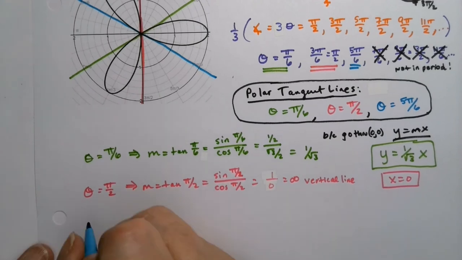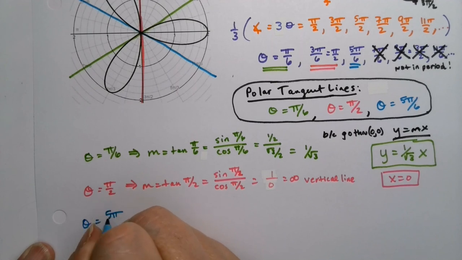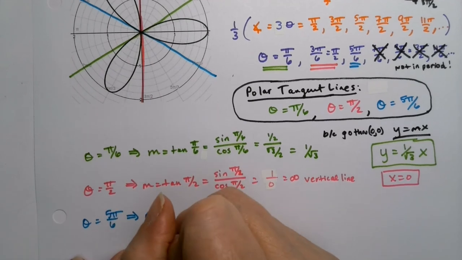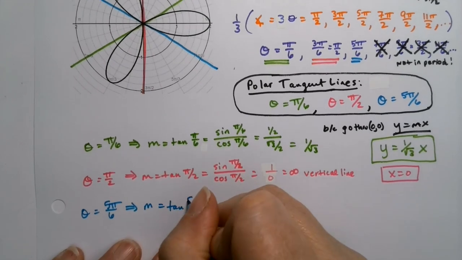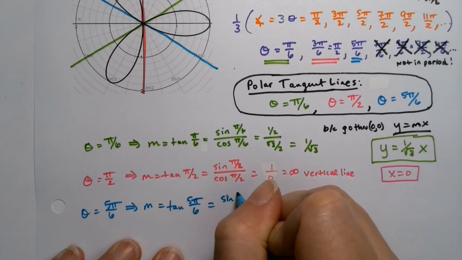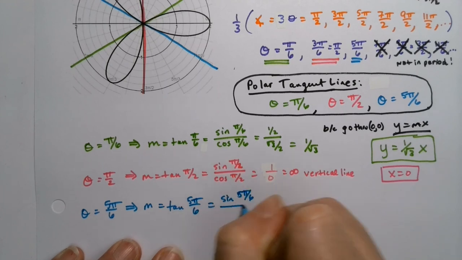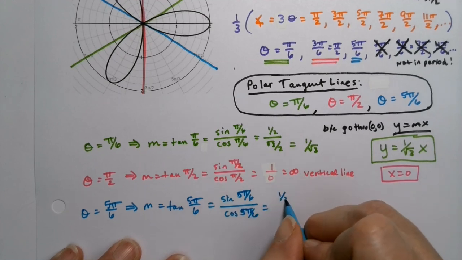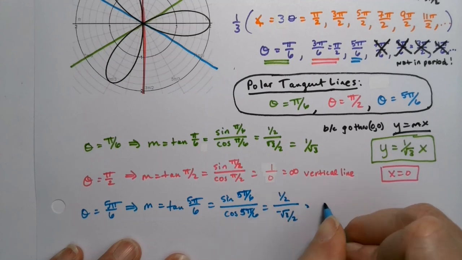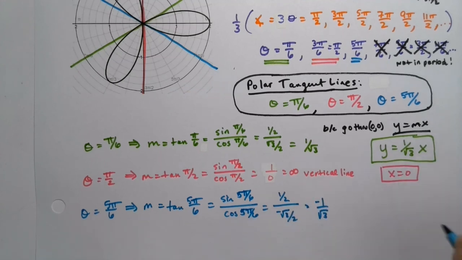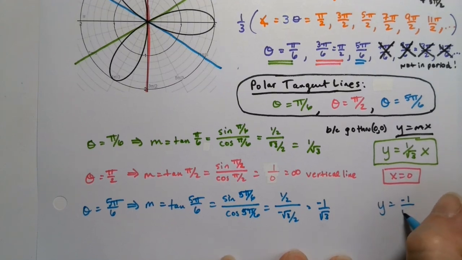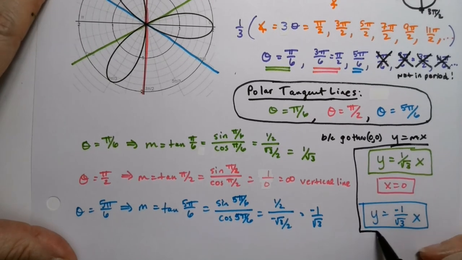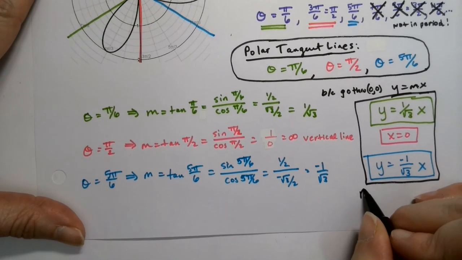Last but not least, theta equals 5 pi over 6, which if you're paying attention, you can probably guess what this one is because it's related to the green one, the theta equals pi over 6. So it's the tangent of 5 pi over 6, which is the sine of 5 pi over 6 over the cosine of 5 pi over 6, which is 1/2 over negative square root of 3 over 2, which is negative 1 over the square root of 3. See what I mean? So that means that y equals negative 1 over the square root of 3 times x. There they all are in rectangular form. These are the rectangular equations of the tangent lines.